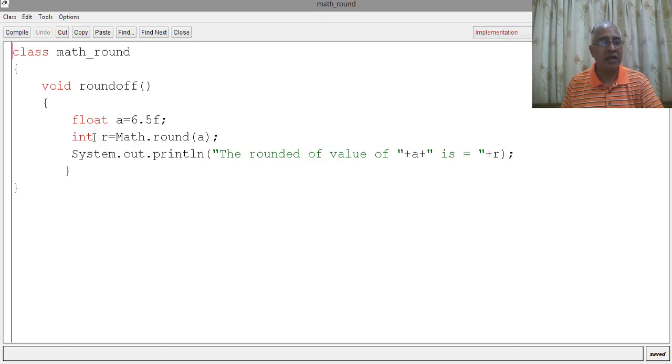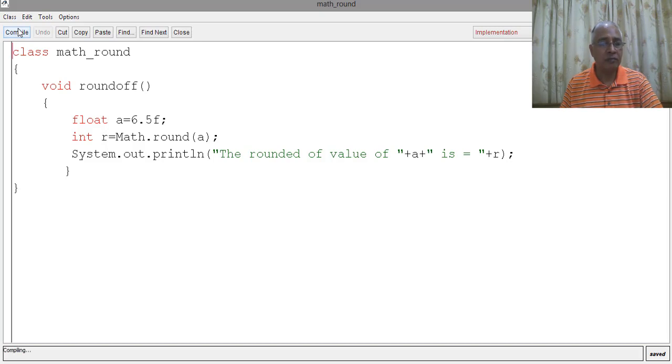Now R is taken as an integer variable because rounding off is always done in integer, higher integer or the lower integer. So the computer will find the higher integer of 6.5 and round it off to R. The value stored in R will be in an integer type. System.out.println, the rounding of the value A is equal to R. So this again is a formatted output. So the computer will round up the number and store it in R as an integer.